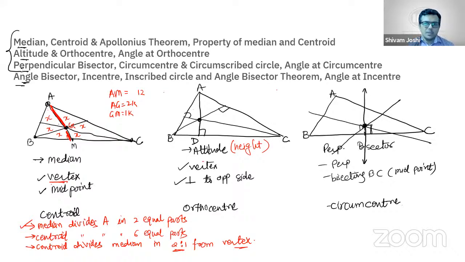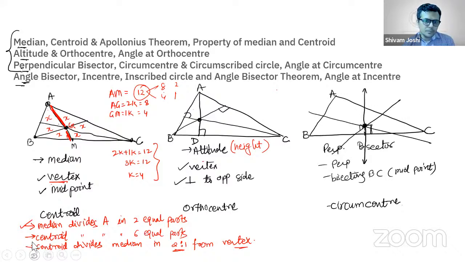And AG plus GM is equal to AM. So you can say that 2K plus 1K equals 12. Effectively, 3K is 12 and therefore K is 4. So the 2K part is 8 and the 1K part is 4. It's not necessary for you to always follow the K method, right? It's very easy to see that 12 gets divided in the ratio of 2:1 as 8 and 4. You can do it directly also. Yeah, so these were the properties of median and the property of centroid.